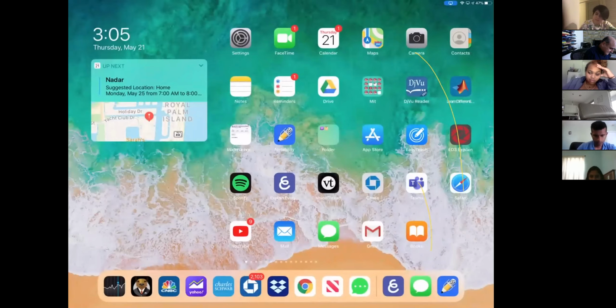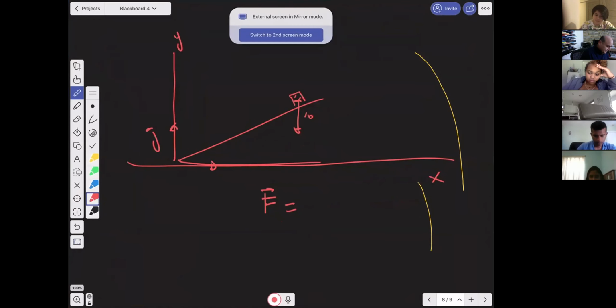Yes, sorry. Okay, now you see? Yes. Okay, this is the vector. The vector is pointing down in the minus j direction. If I ask you, what is the expression of this force? Can you tell me the vector expression for this force?